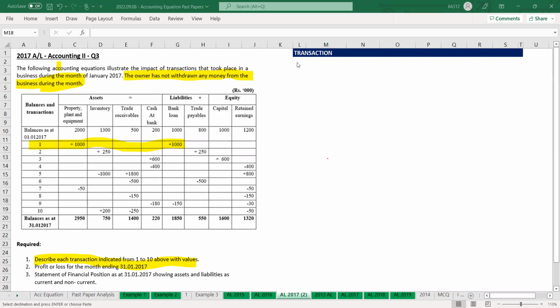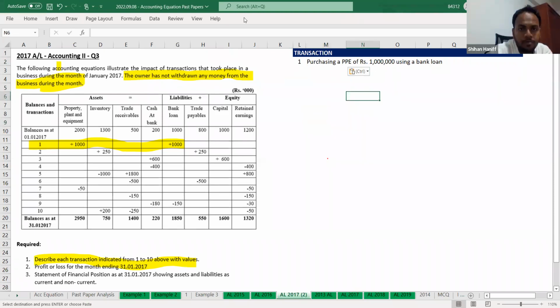So what is the transaction? Purchase of PPE, or you can say using a bank loan, they are purchasing a PPE. Purchasing a PPE of 1 million, in thousands, so 1 million using a bank loan. Okay. I'll give 5 minutes. Can you complete this?